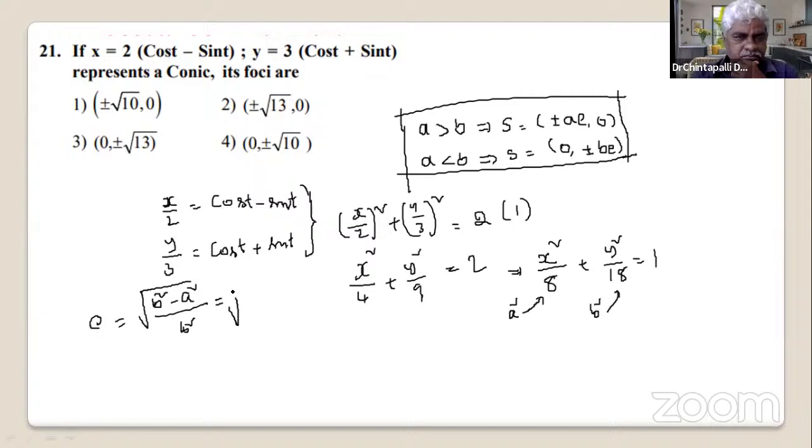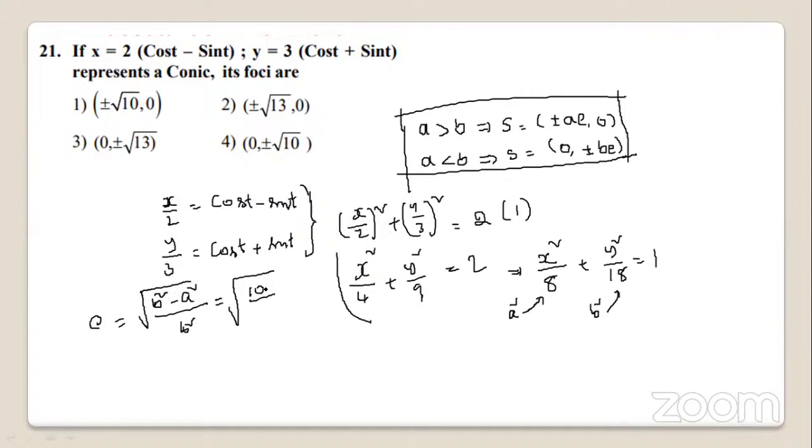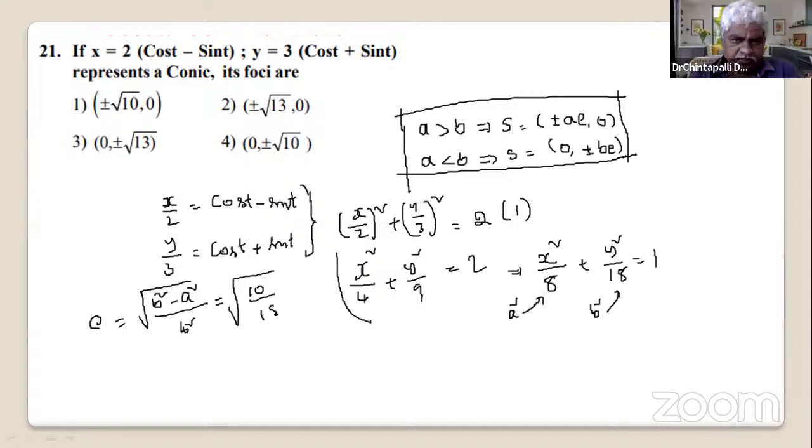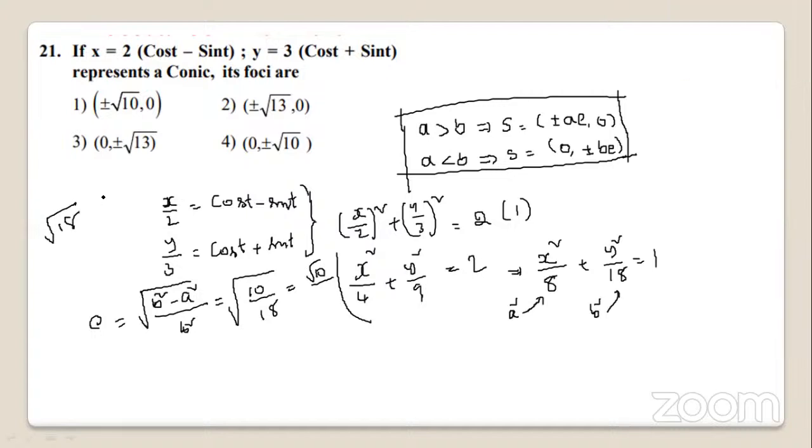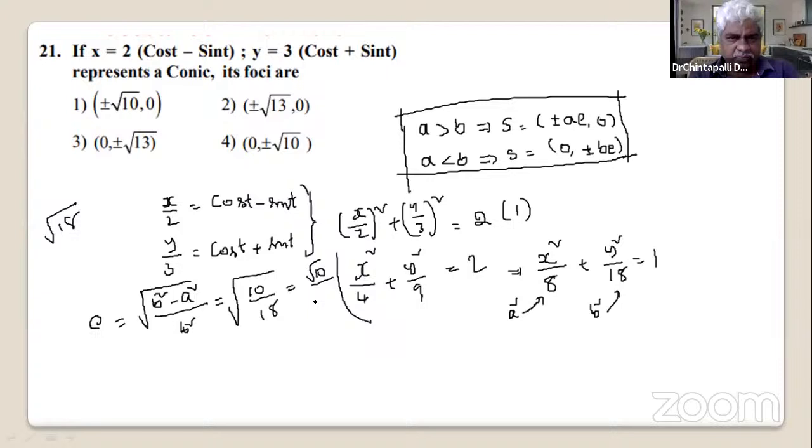Means 18 minus 8 by b square, which is 18. Root 10 by root 18. You know what is root 18? Okay, just write root 18.